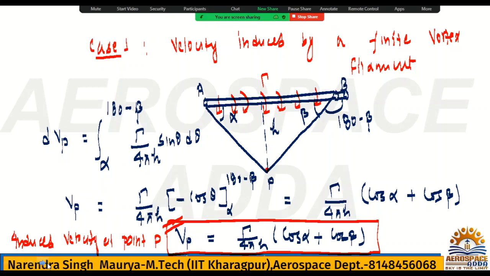But this is the Vp, which is nothing but the induced velocity at point P, and this induced velocity is due to this circulation here. Okay, velocity induced by a finite vortex filament. And this induced velocity is because of this vortex strength. It is said vortex filament, it means there is circulation. Hope now this one is clear. This is the one standard formulation. Now you can take different conditions, all the different conditions you can take.